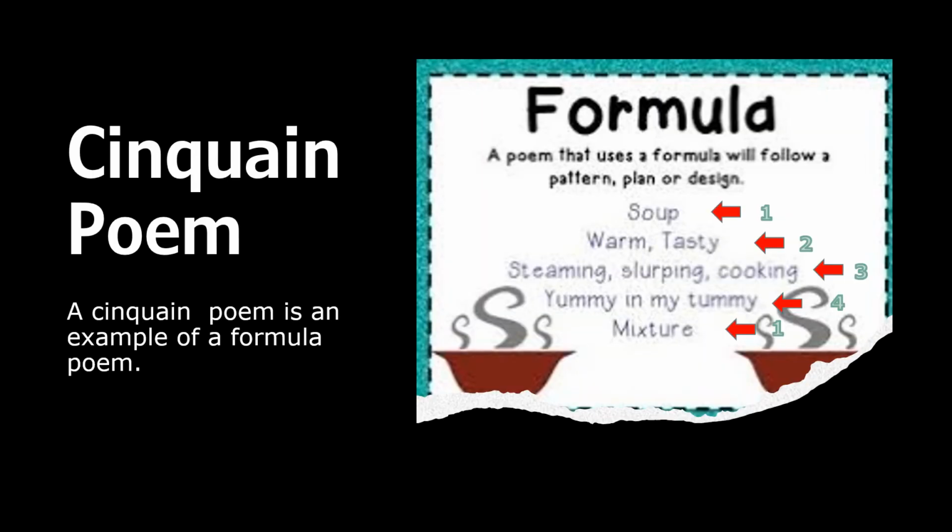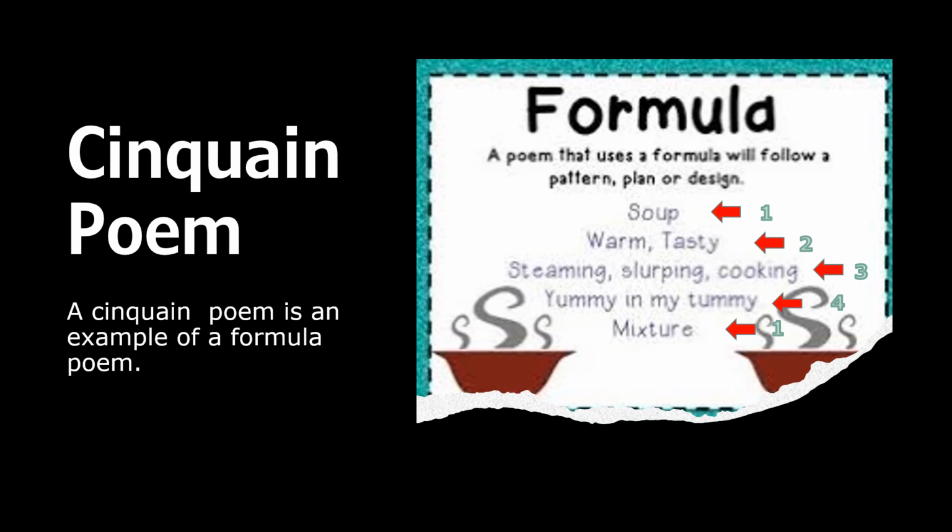An example of a formula poem is called a cinquain poem. Now, a cinquain poem is an example of a formula poem. It uses a formula to follow a pattern, design, or plan. Let's take a look. Here is a poem called Soup. Soup. Warm, tasty, steaming, slurping, cooking, yummy in my tummy, mixture.